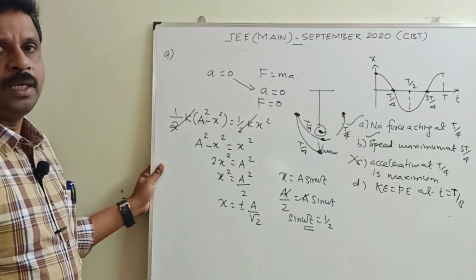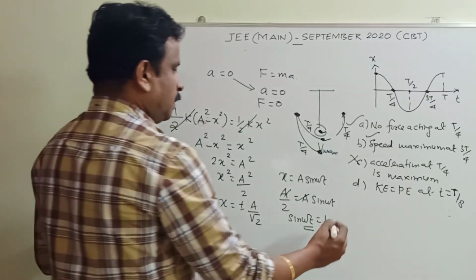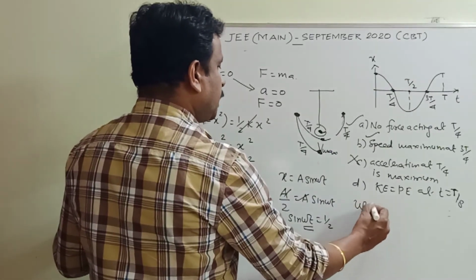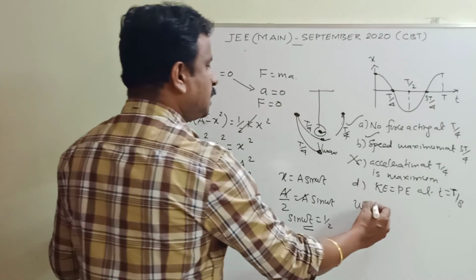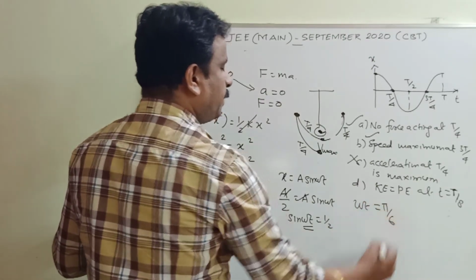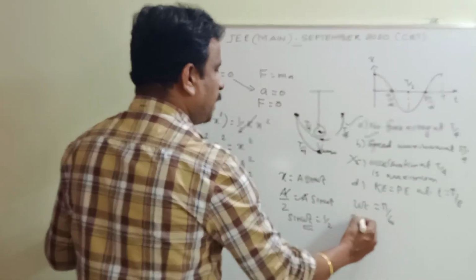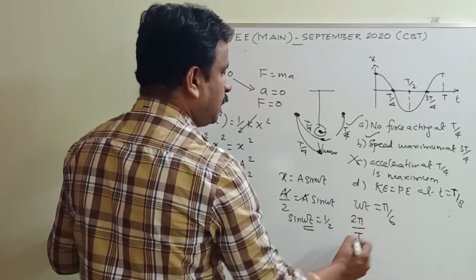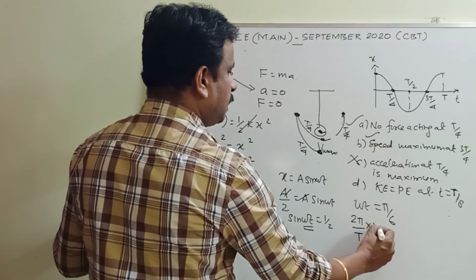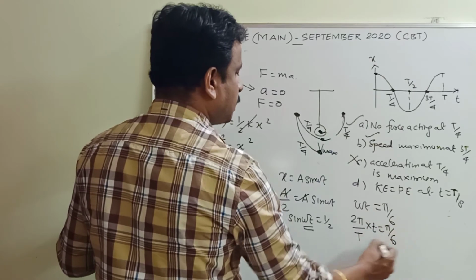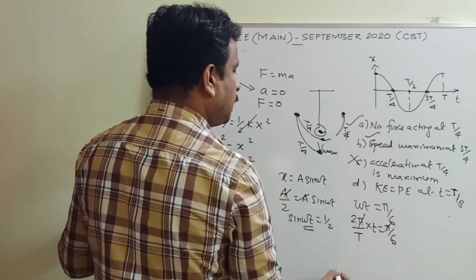Yes, for 30 degree, right. So omega t must be, because sin 30 is 1 by 2, so omega t is pi by 6. Now omega is 2 pi by T, the angular frequency, into time is equal to pi by 6. Therefore pi is getting cancelled.